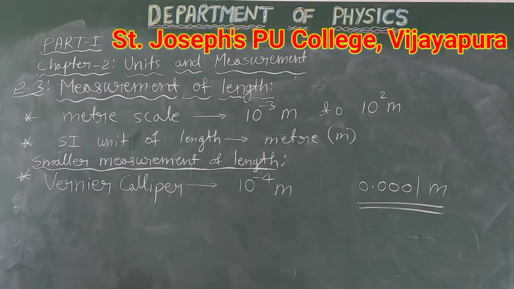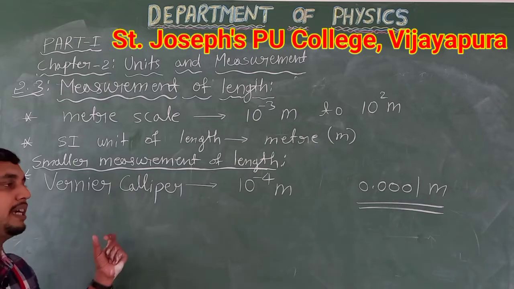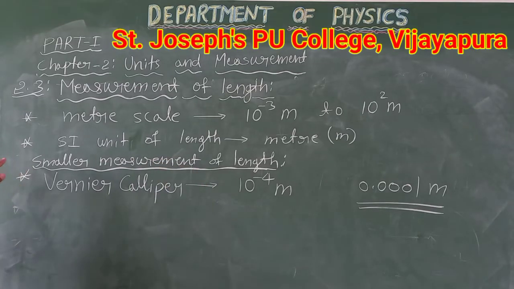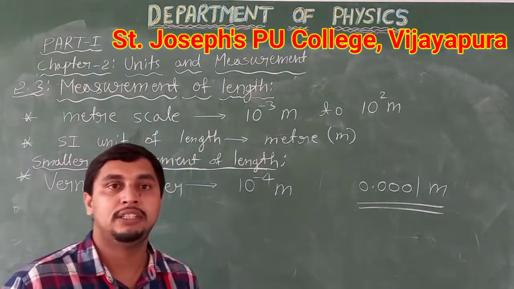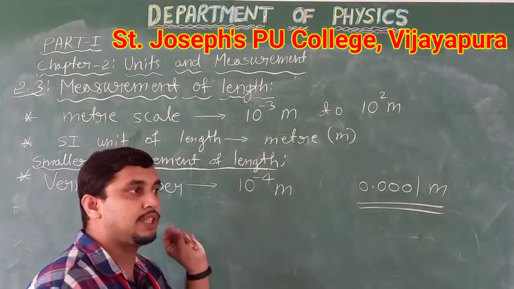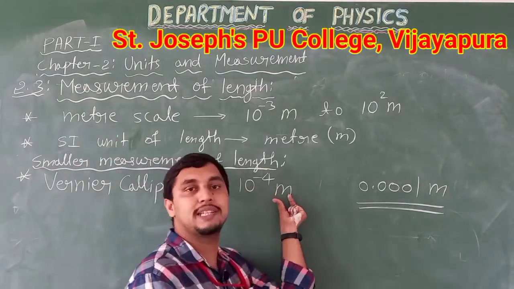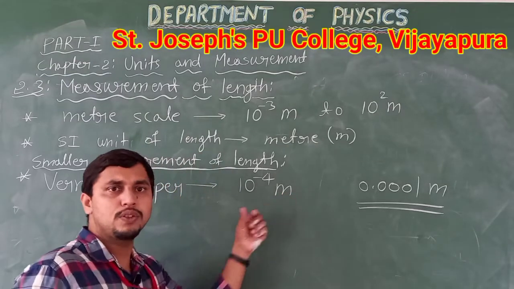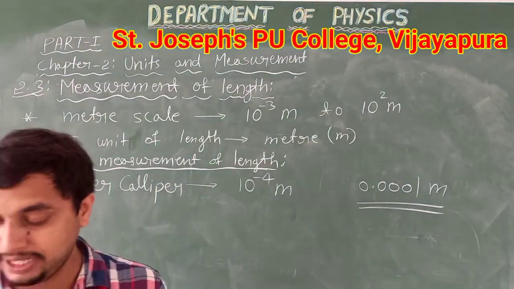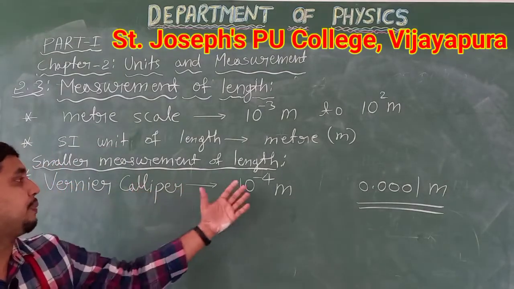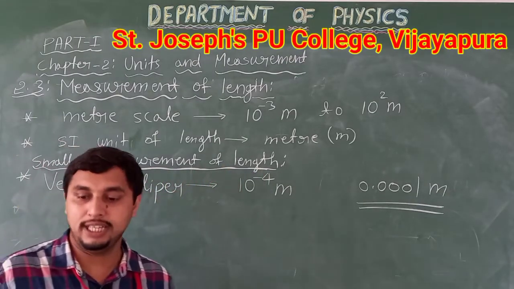Vernier caliper is the name of the device for direct measurement of length, particularly for a smaller measurement of length, in the order of 10 to the power of minus 4 meter. You people have to do the experiment in a laboratory, in a practical. So one or two experiments are there which are related to that vernier caliper.